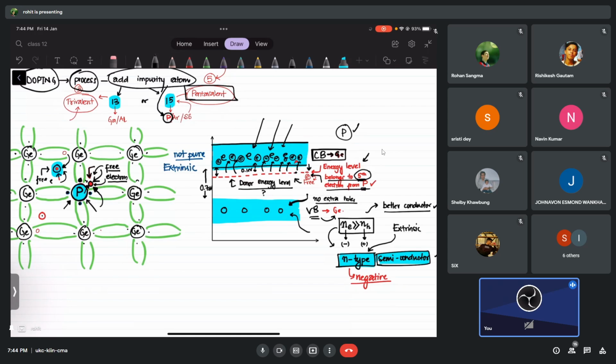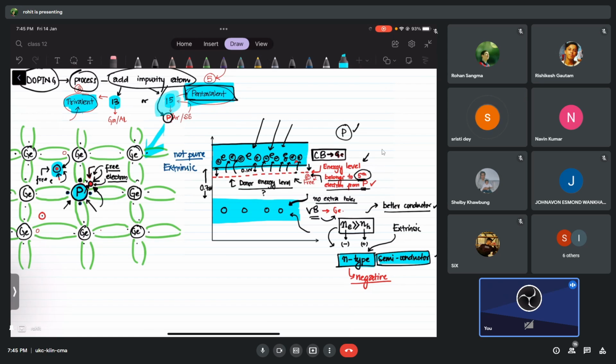Tell me, what are the options? We can add impurity atoms, right? Who can we add? We can add any of them, or we have to add trivalent and pentavalent only? Trivalent or pentavalent. Just in this example we have added which kind of impurity, guys?